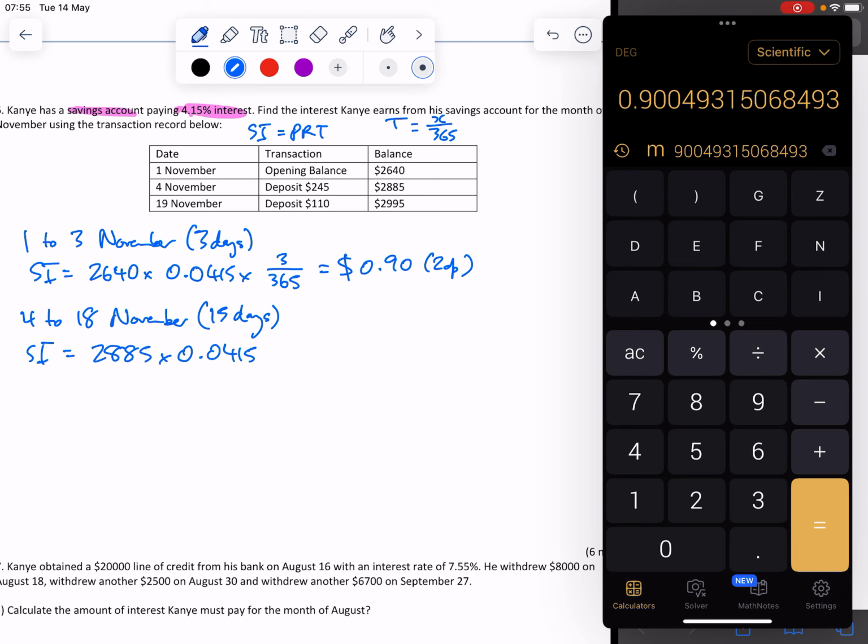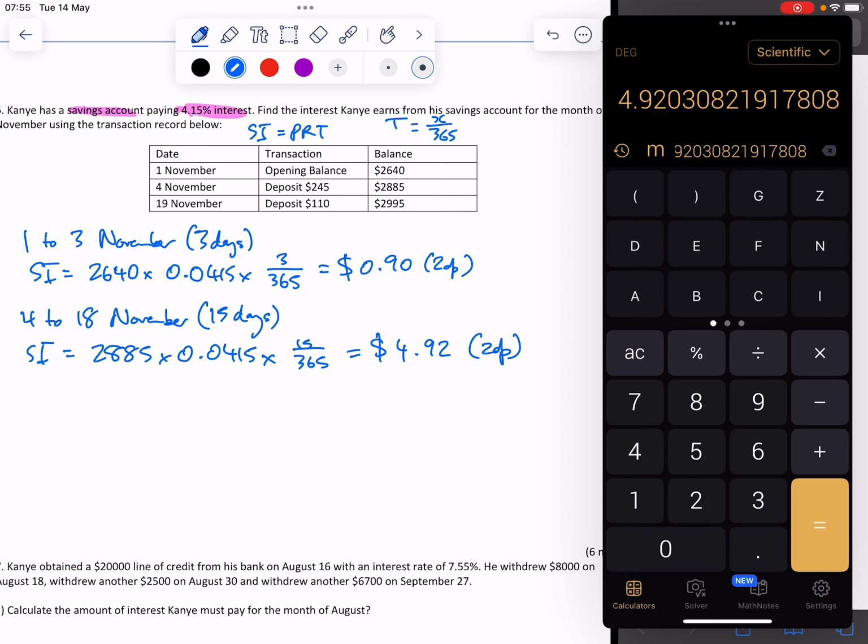Calculator: 15 divided by 365 times 0.0415 times 2885 comes to $4.92 to 2 decimal points for that second little bit.